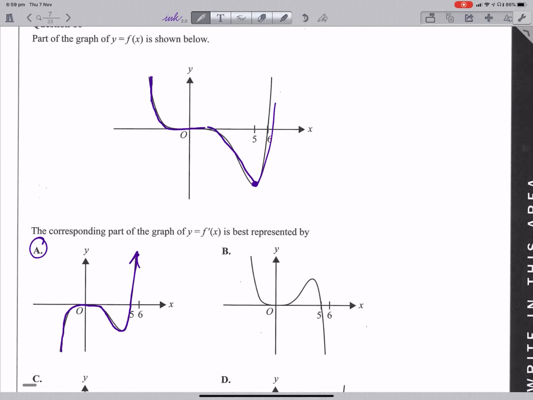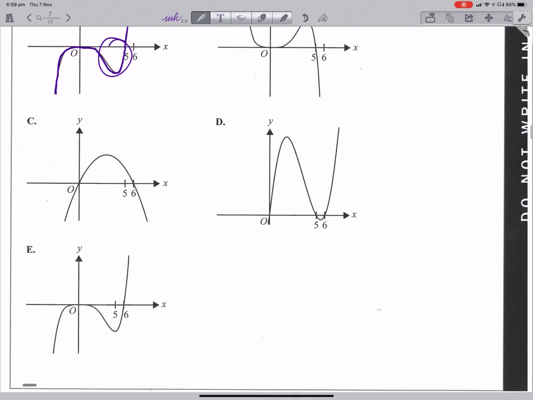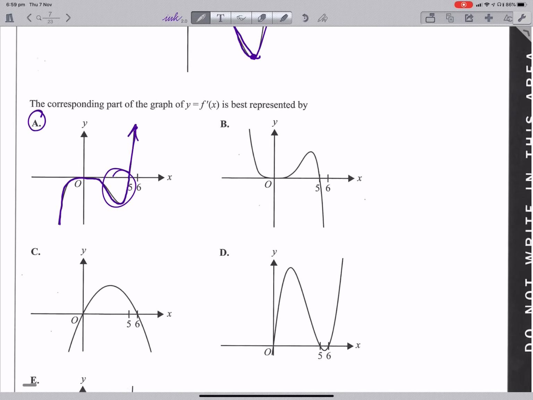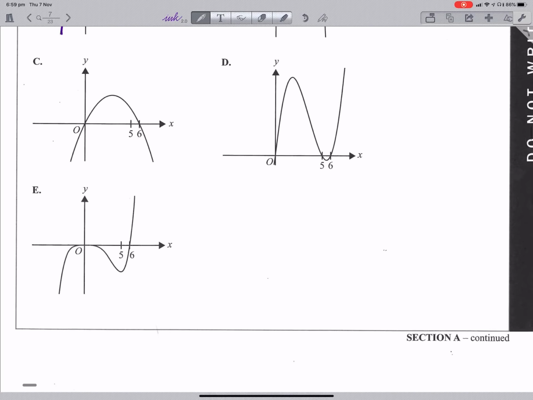So it goes really negative, goes back to 0, goes down and becomes negative, goes back to 0 again, which is what that bit is. I reckon it's A. Yeah. This one, the significance here is it becomes positive at 5, so it's got to go above the axis, so it's not that one.